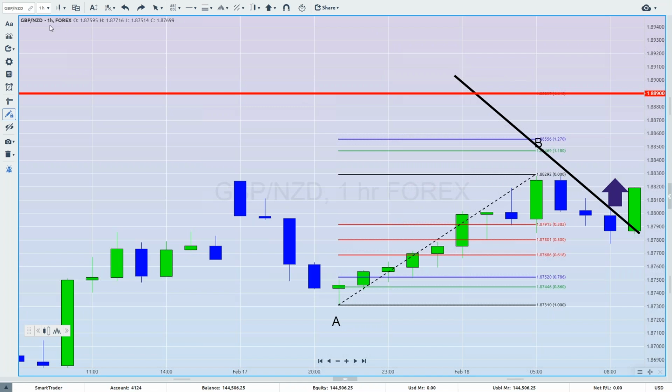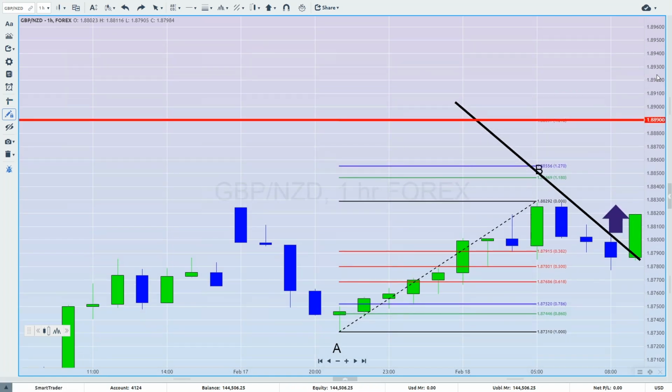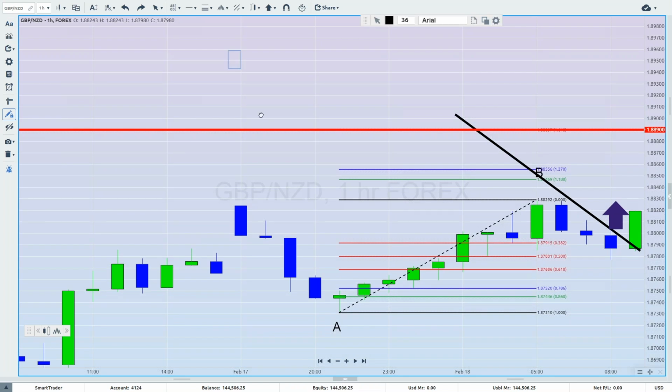Now, what's cool is if we know our target, we know our entry, right here, we can factor our opportunity. If we hit this, we're going to make about 80 pips, between 80 and 85 pips. So we're going to call that an 80 pip target. We got an 80 pip target. So if we hit that target, we're going to make 80 pips.